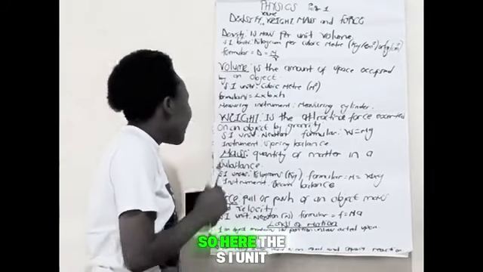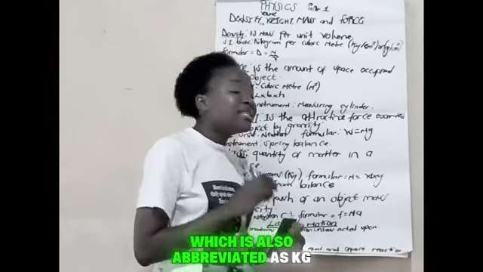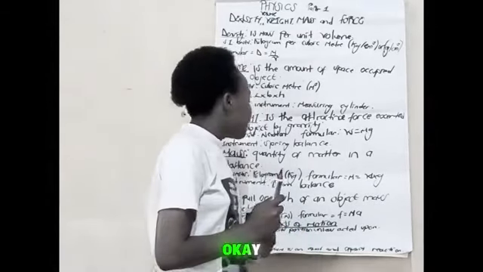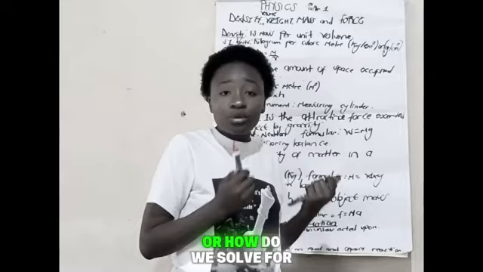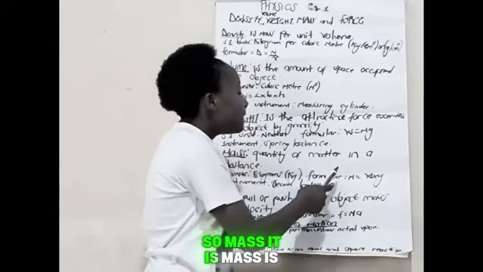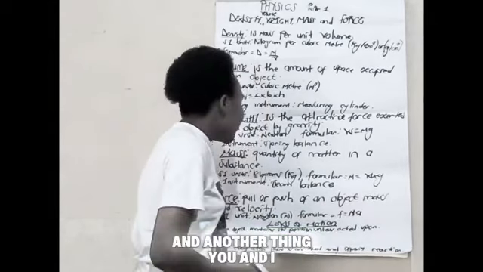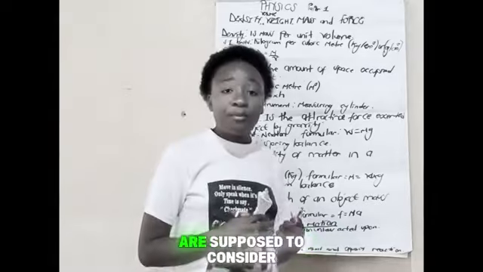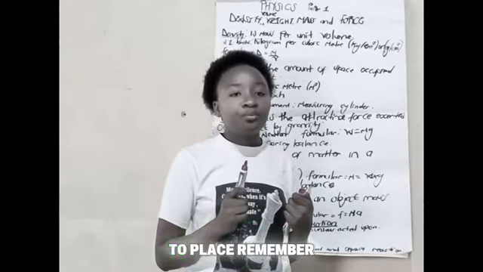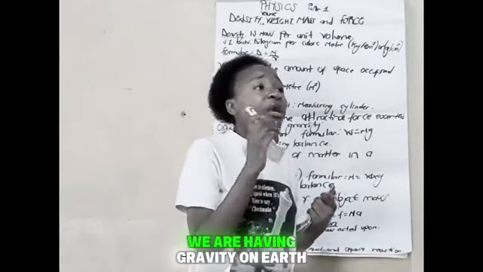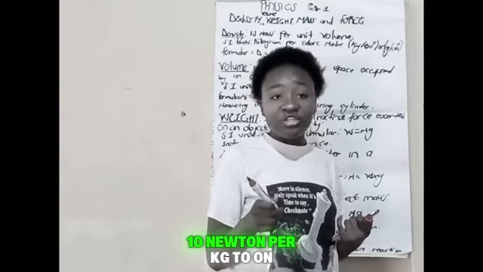Okay. So here, the SI unit for mass is kilograms, which is also abbreviated as kg. Okay. So here we have the formula. How do we solve for mass? So mass is equal to weight divided by gravity. Okay. And another thing you and I are supposed to consider as we deal with mass: mass does not change from place to place. Remember, gravity on Earth is 10 Newton per kg.